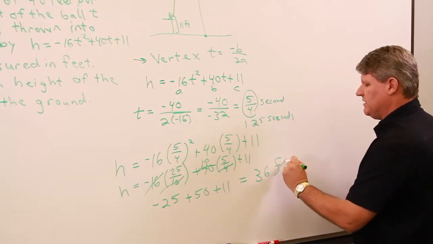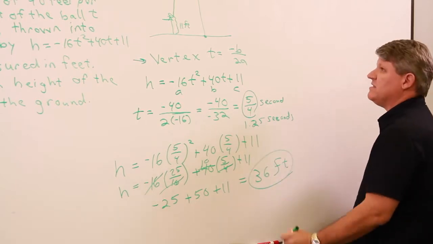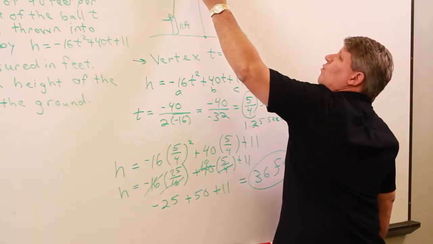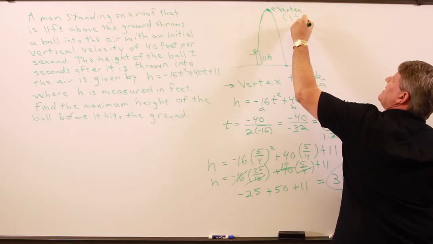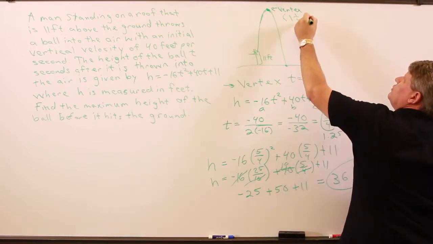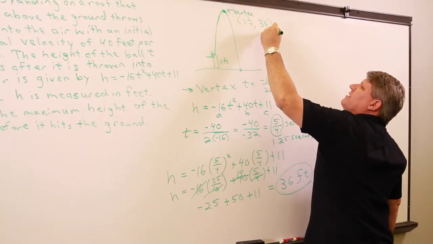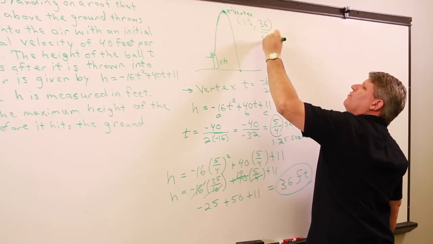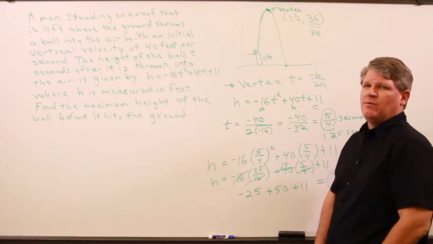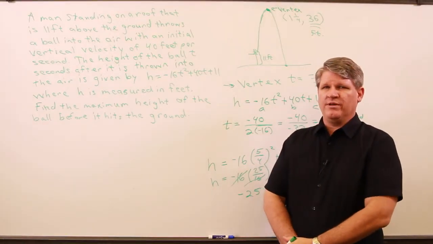That 36 is 36 feet. 1 1/4 seconds after he throws the ball into the air, the ball will be 36 feet off the ground. So the maximum height of the ball will be 36 feet.